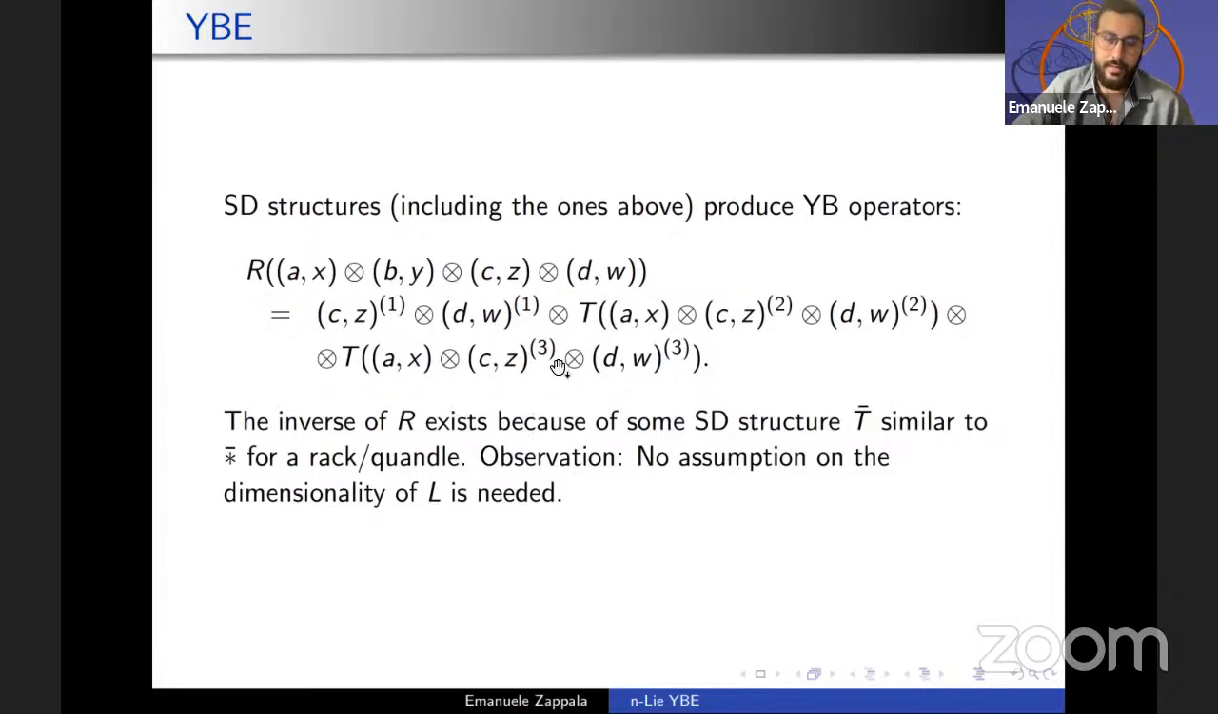And as you can notice, up to here, there is no mention whatsoever of dimensionality. So this thing goes through no matter what Lie algebra you take. So if you take something that is infinite dimensional, it just works. I mean, there is no problem with that. You just need to construct your T bar, and everything goes through.